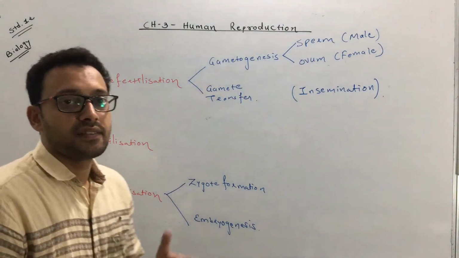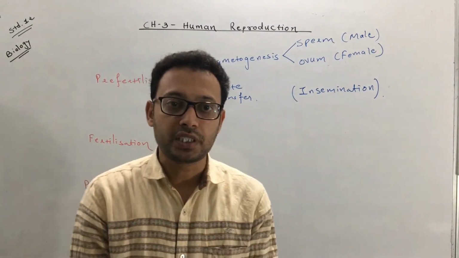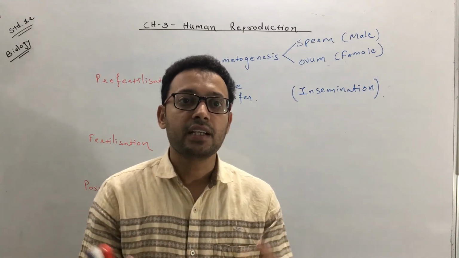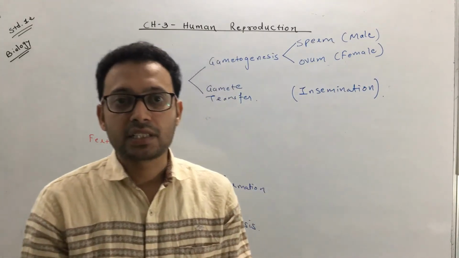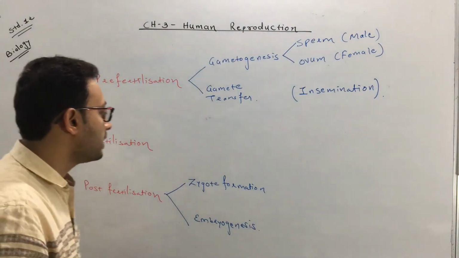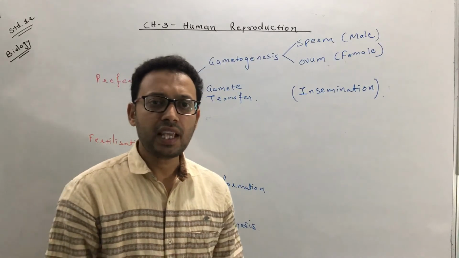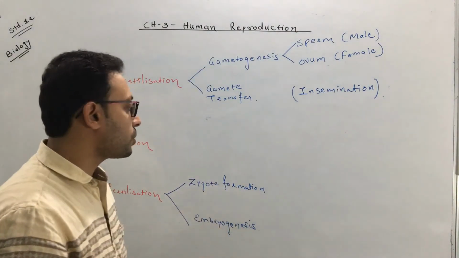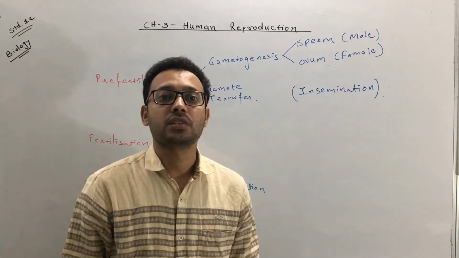Next is called fertilization. Once it is deposited, they are brought together and there is a high possibility that both the gametes might get fused, and that process occurs. This process is called fertilization. And after fertilization, the zygote is formed. This is called zygote formation.